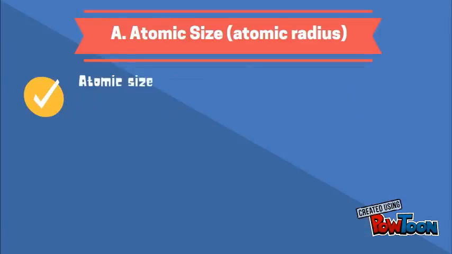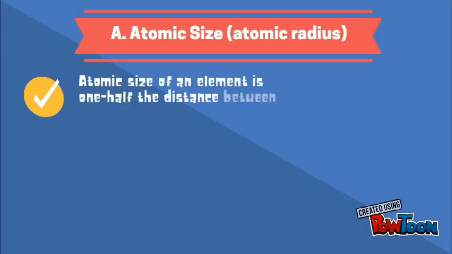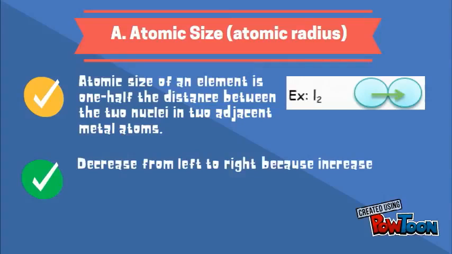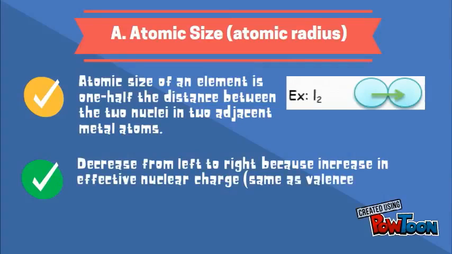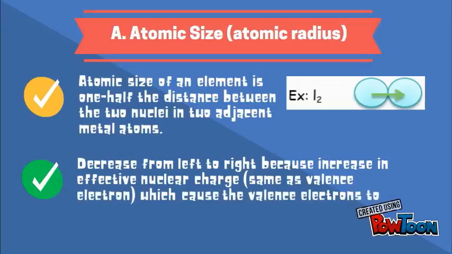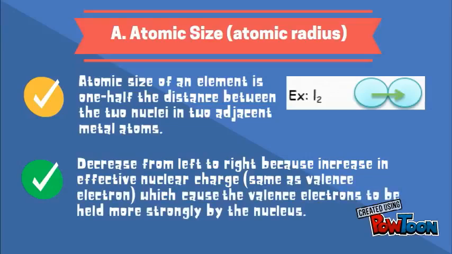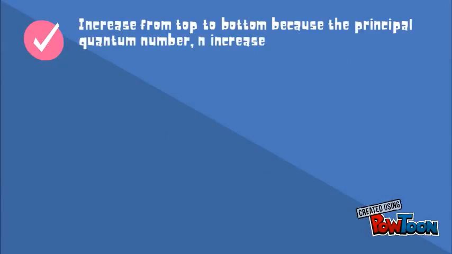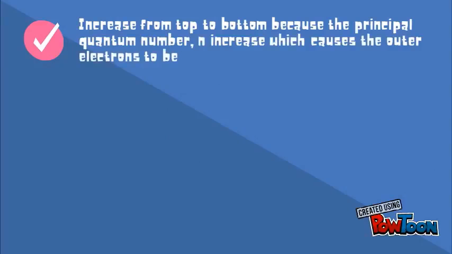Atomic size, atomic radius. Atomic size of an element is 1/2 the distance between the two nuclei in two adjacent metal atoms. It decreases from left to right because of an increase in effective nuclear charge, which causes the valence electrons to be held more strongly by the nucleus. It increases from top to bottom because the principal quantum number increases, which causes the outer electrons to be farther from the nucleus.